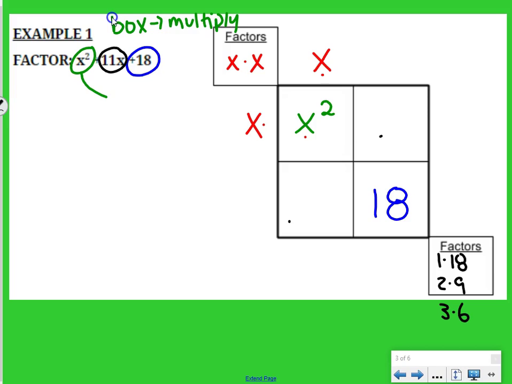Well, 1 plus 18 would be 19. 2 plus 9 would be 11. 3 plus 6 would be 9. So this is our pair. So then up here, we're going to put plus 2 and plus 9.